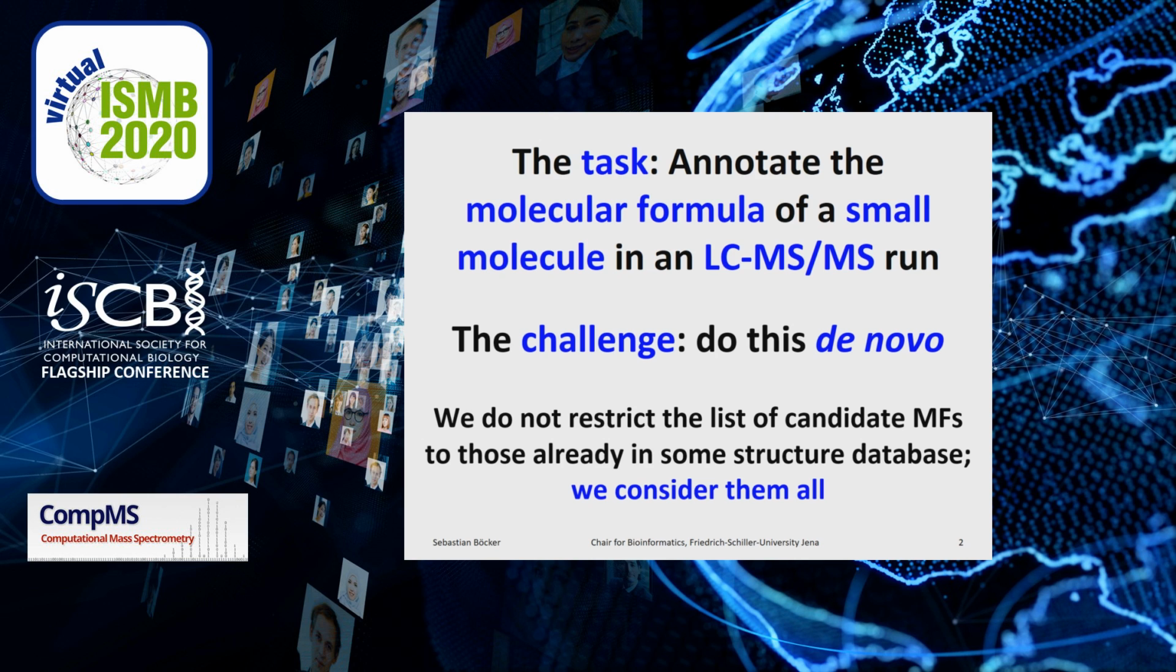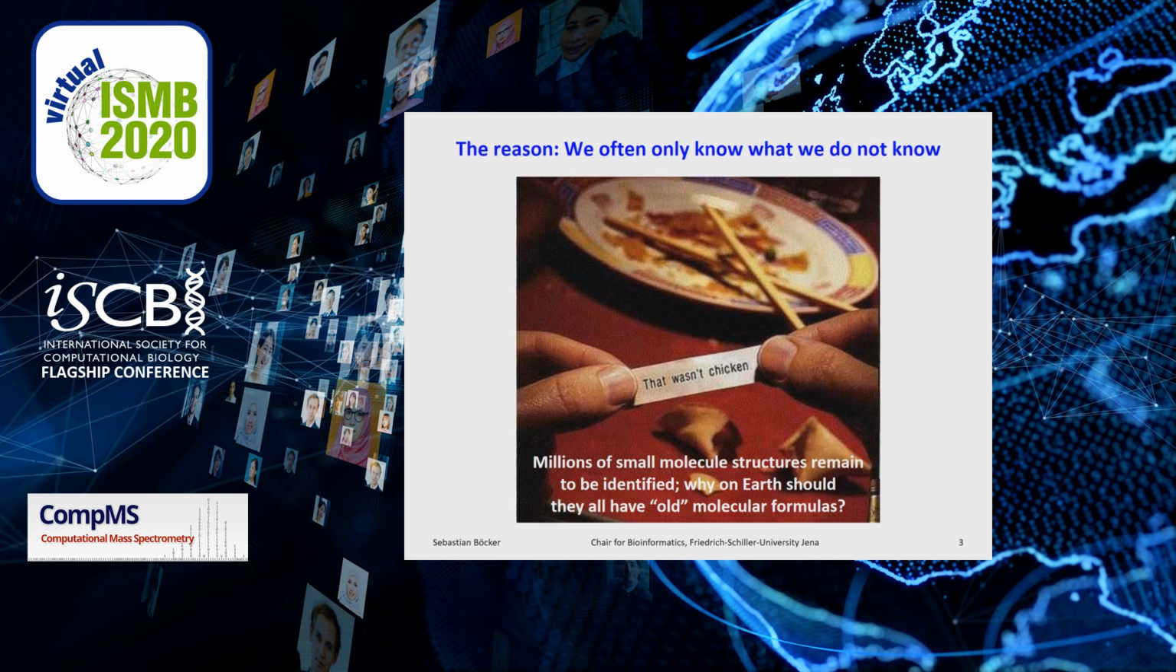We consider them all. And you might ask why, but I would rather ask why not, because we know that we don't know a lot. In particular, we don't know a lot of structures which are out there. So why would we assume that novel molecules have the same molecular formulas as already existing molecules? That simply doesn't make much sense. So we should really do that if we want to go for novel compounds.